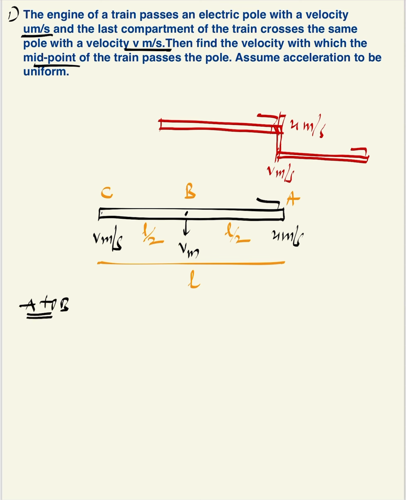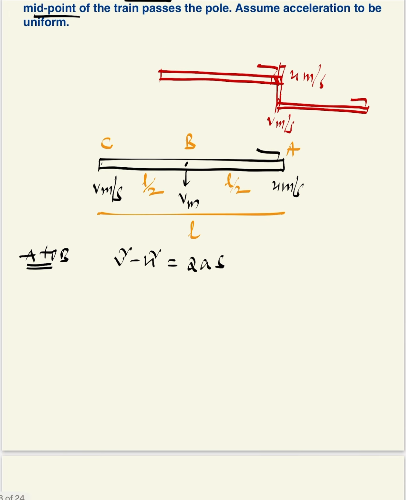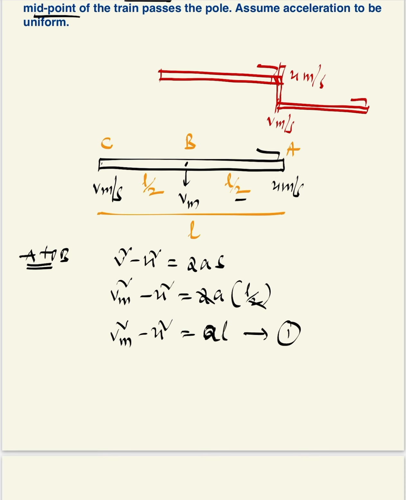A to b, from the equation of motion v square minus u square equal to 2as. So final velocity a to b, what is that? Vm square minus u square equals 2 into a into displacement, which is L by 2. Here the 2 cancels, so Vm square minus u square equals a into L. Let it be equation 1.